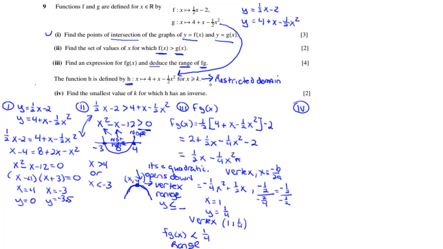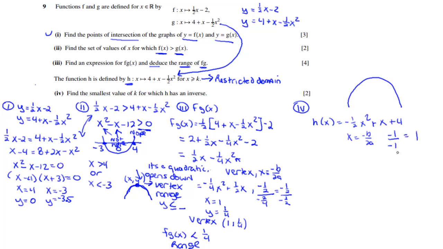It's got a restricted domain. The domain is going to be the x's greater than or equal to k. Now this quadratic opens down also, and I want to make it so the domain is restricted so it's a one-to-one function. And typically that's going to be at the vertex. So what I'm going to do once again is find the vertex here.